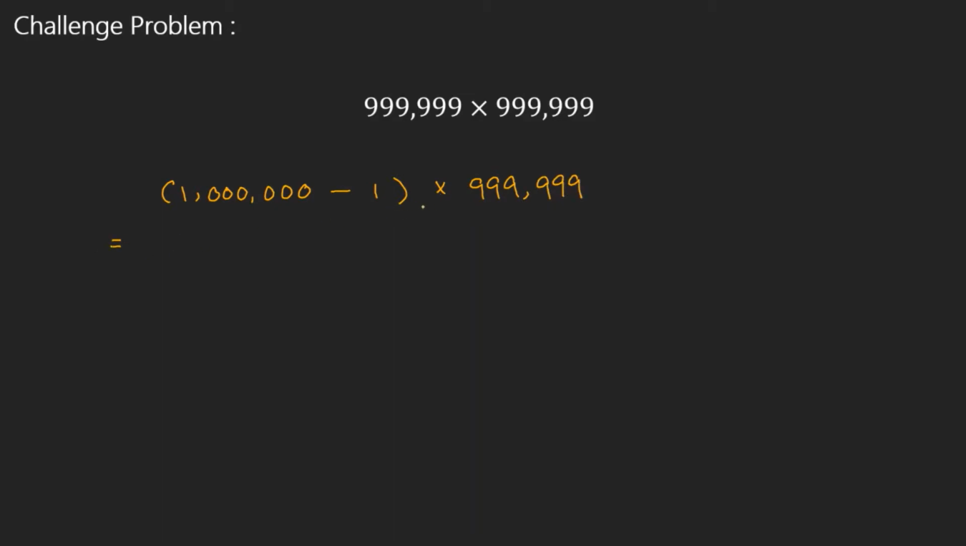Next, we're going to use the distributive property to expand this expression. So we're going to take this 69 and multiply it into each term inside the parentheses. And 69 multiplied by 1 million is essentially 69 followed by 6 zeros. So we have 69 followed by 6 zeros minus 1 times this number, which is the number itself. So we have 6 nines.